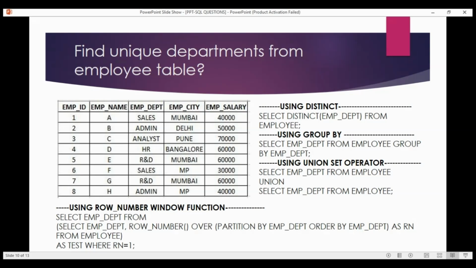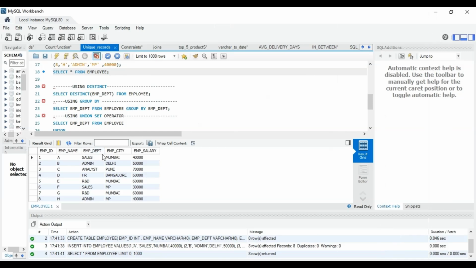So let's see in the practical, we have employee table which has columns like employee ID, employee name, employee department, employee city and employee salary. Total we have 8 records in this. We want to find unique departments from this table.